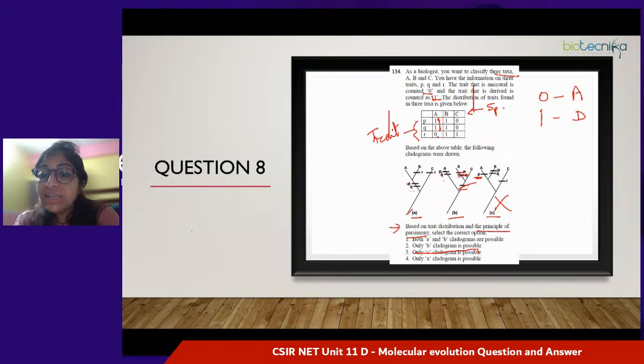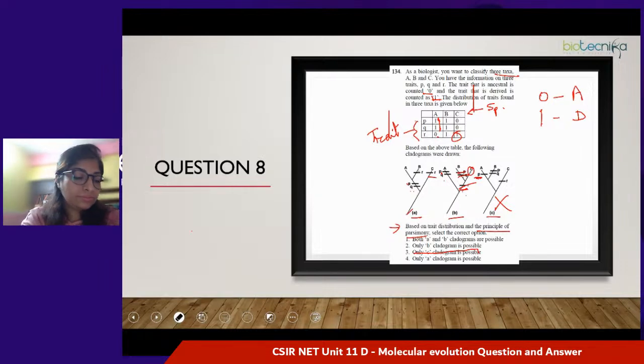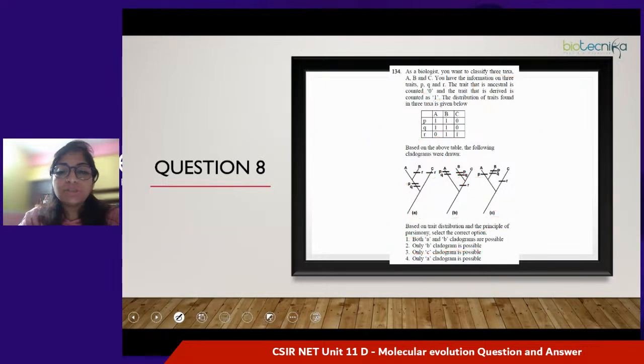Now, what about C? C is having only R as the derived character. So here C has only R, and here also you see C has R. Okay, fine. So we see that both the phylogenetic tree A and B, they are possible, because they are going true with the information.